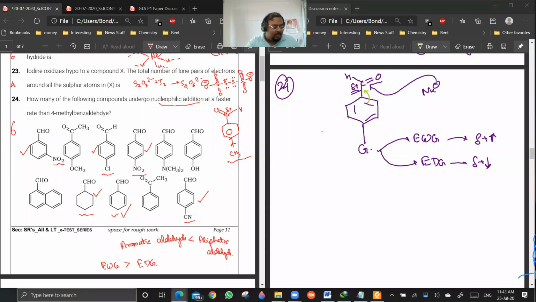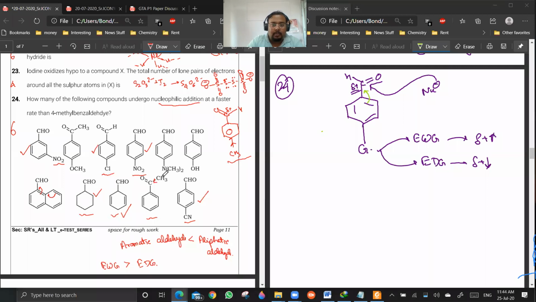What about the seventh compound? Yes, these are the electron donating groups, no? More pi electron density is available for CHO. Second compound, this one? Yes, sir. Here, this is actually decreasing electron density here.